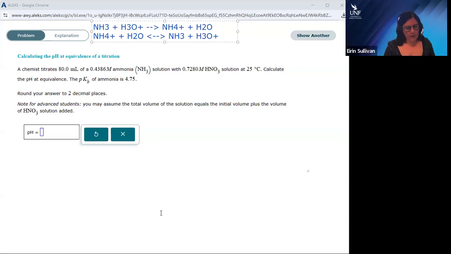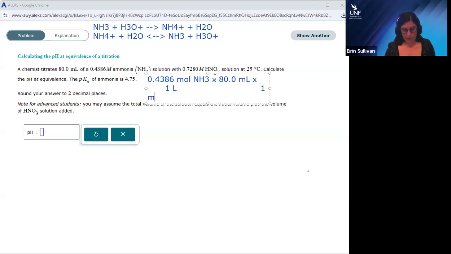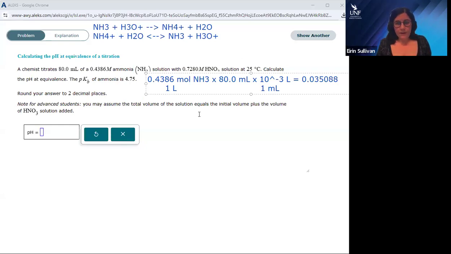Okay, so let's go ahead and work out how many moles of what we have. First of all, let's take that concentration of ammonia, 0.4386 molarity, which is moles of ammonia per liter. Take the volume that we actually have, which is 80 milliliters, and we're going to have to convert that into liters. 1 milliliter is 10 to the minus 3 liters. All right, so the number of moles of ammonia we have is 0.035088.